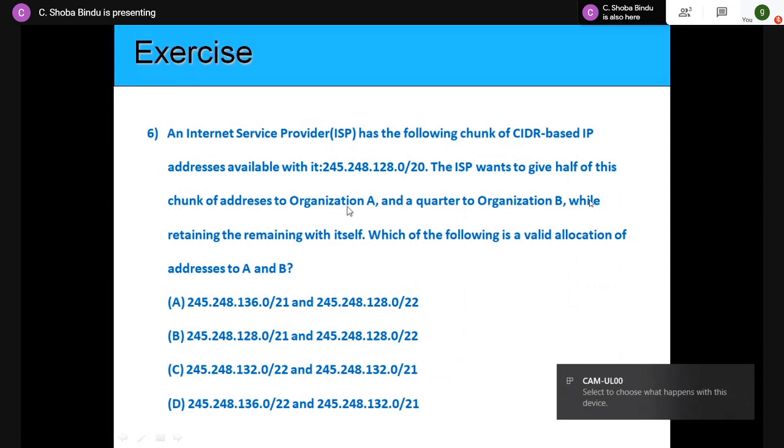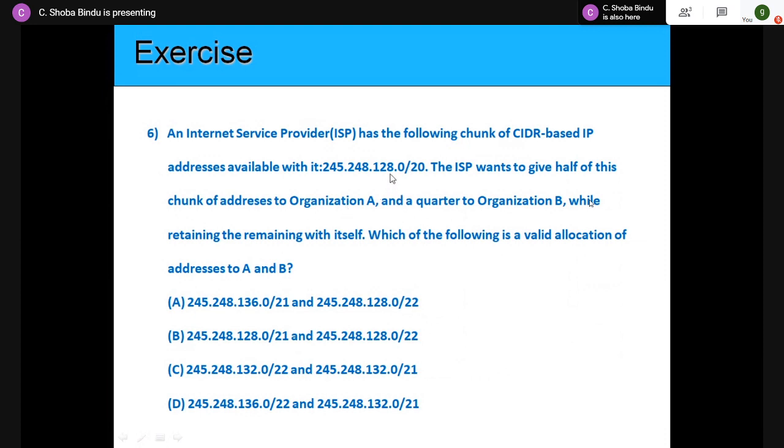The number of IP addresses that you require for organization A is half of this. So half of 2 to the power of 12, because 2 to the power of 12 nodes are there. So half of this is 2 to the power of 11. So 2 to the power of 11 means the mask is 32 minus 11, which is 21. So you need 21 bits to represent the mask for organization A.